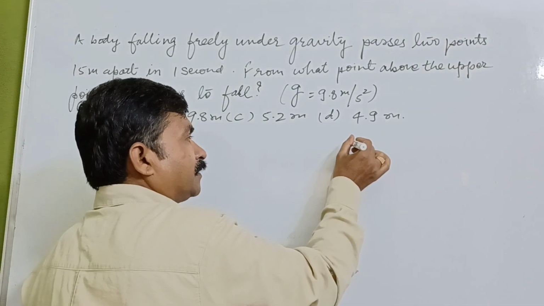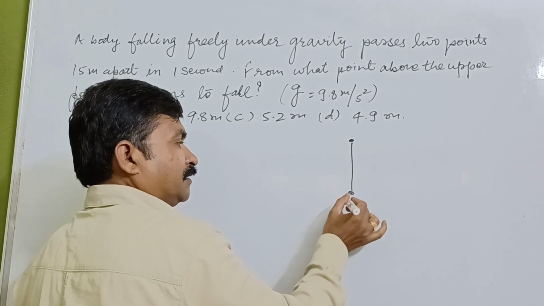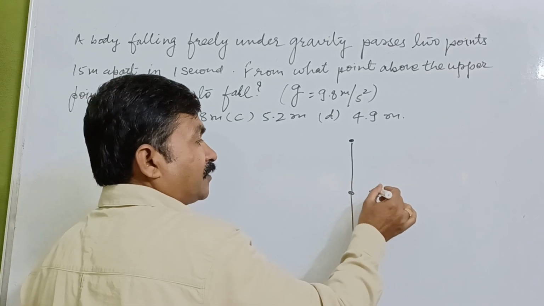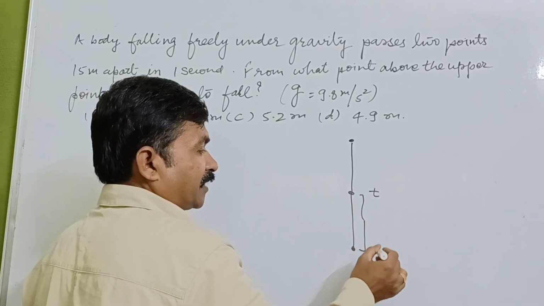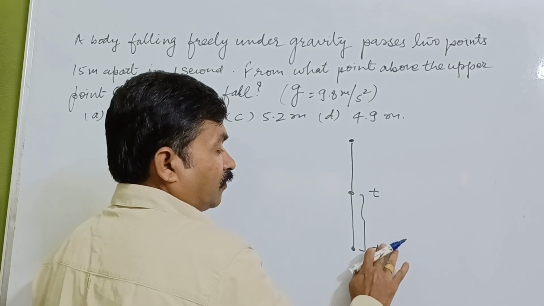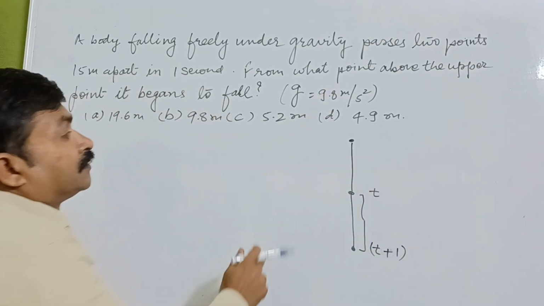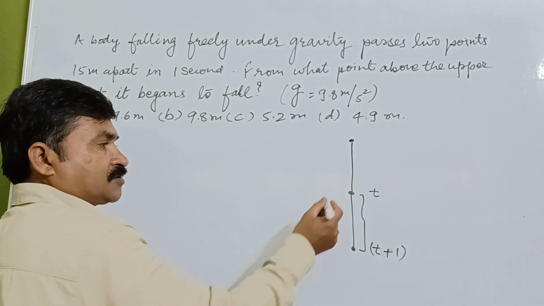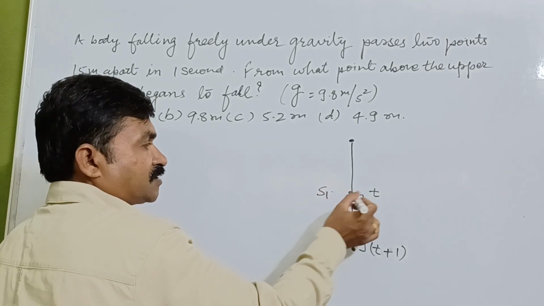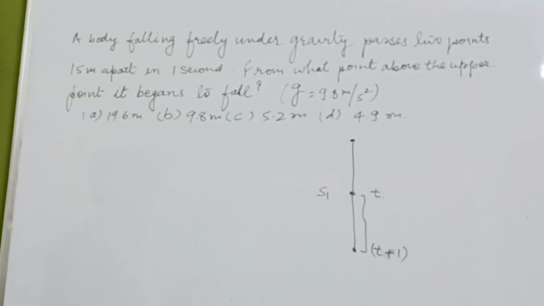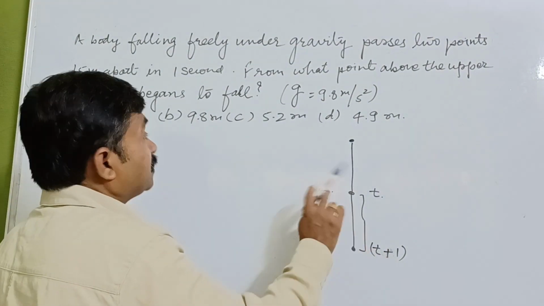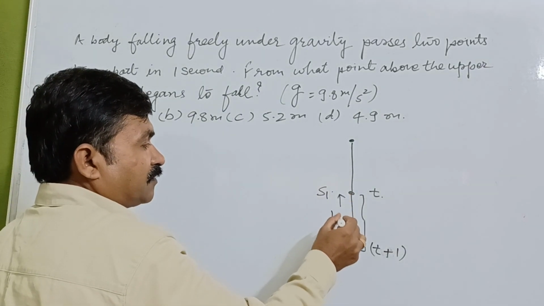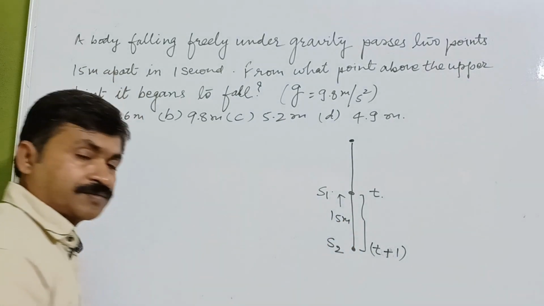Suppose we are having a point from where it is starting and another point. So we can assume this point at time t, and after this we can take t plus 1. We have taken this point. Now we have to calculate this distance. So we are assuming that the distance covered S1 at time t, and after t plus 1, means passing through this 1 second, that distance is given to us, that is 15 meter. Now here it is at S2.